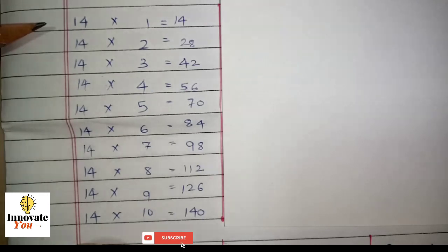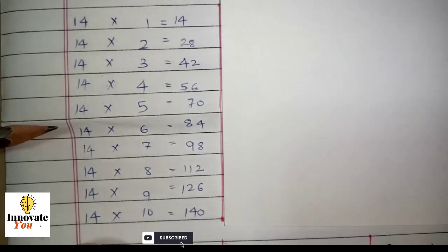14 ones are 14, 14 twos are 28, 14 threes are 42, 14 fours are 56, 14 fives are 70, 14 sixes are 84, 14 sevens are 98, 14 eights are 112, 14 nines are 126, and 14 tens are 140. Now let's see 15 times table.